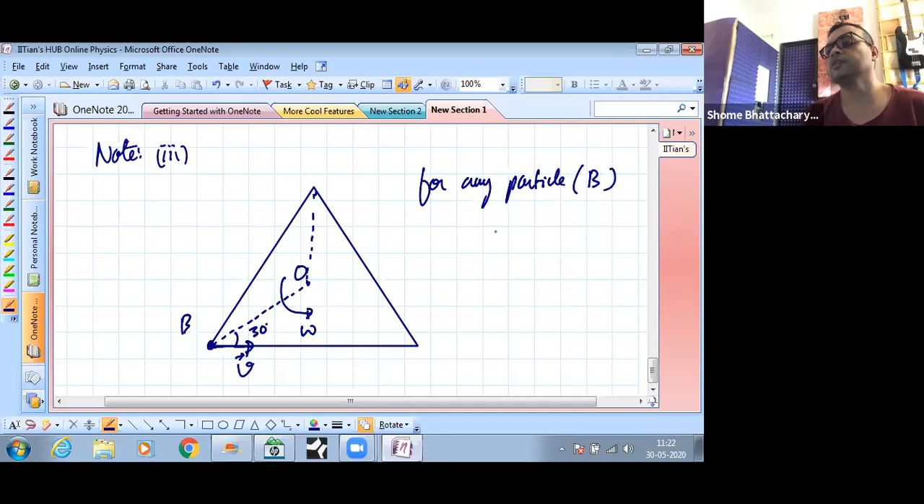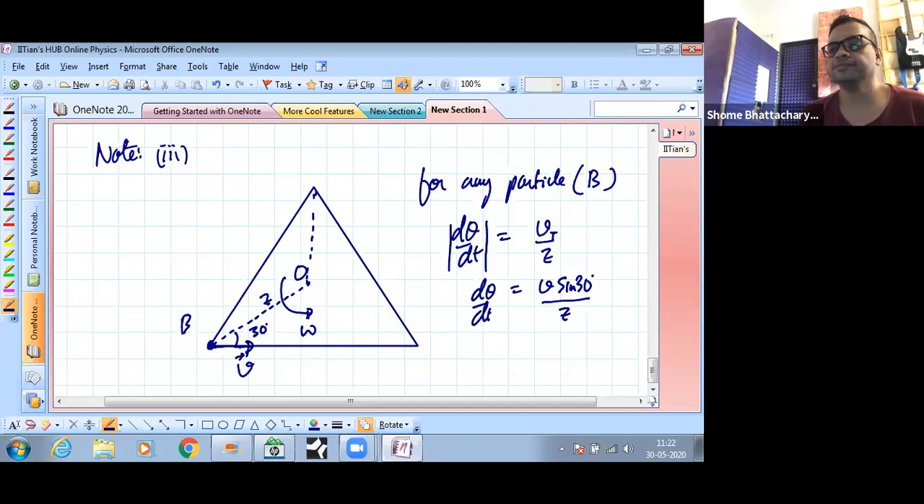So for any particle, like the particle B over here, we have taken mod d theta by dt about the centroid. That will become how much? It will become the tangential component of velocity divided by the instantaneous distance, which we have taken as z. Okay. So the tangential component of velocity will become v sine 30 divided by z. So this is your d theta by dt. You can see here that this will be the tangential component of velocity, and this will be the radially inward component.